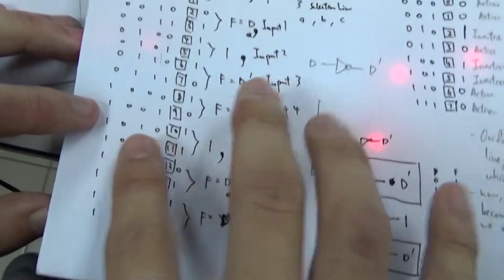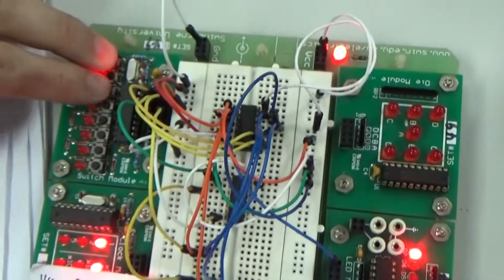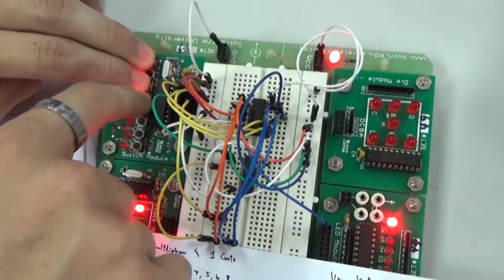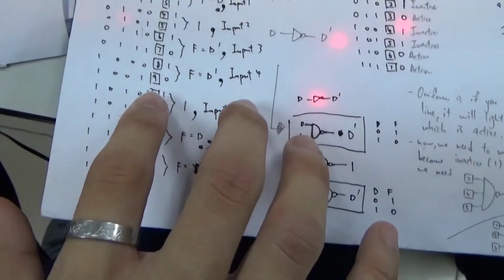So for 101, the output will become 1. It doesn't matter what your D is. See, if I press D, it doesn't change anything. It doesn't matter because it's 101. For 101, you don't care about your input.